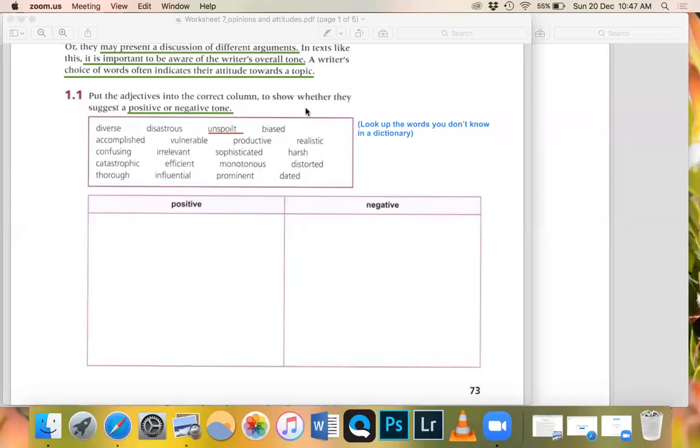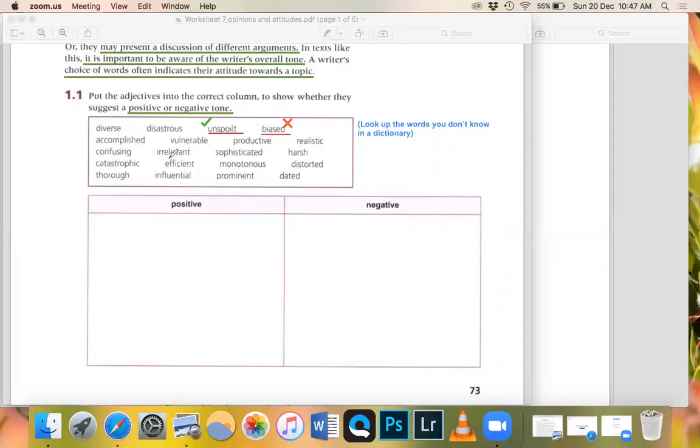Yep, this is a positive word. It means it hasn't been spoiled by anything. What about the word biased? Somebody is working for Coca-Cola and they write an article about Coca-Cola saying how good it is. That may be a biased review. So biased is negative. It means they're only looking at one side of the story, or they only support one side of the story.